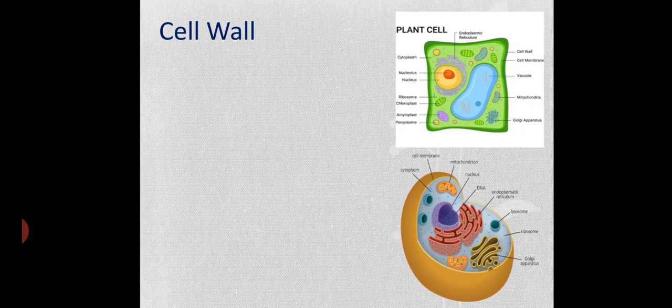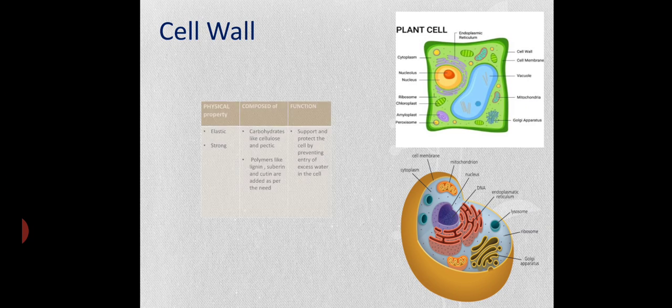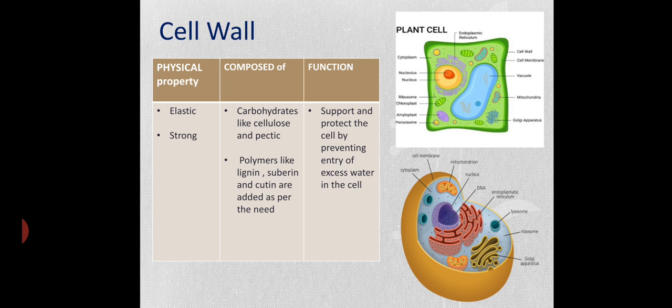Cell wall is found around cells of algae, fungi and plants. Cell wall is an elastic and strong coat around the cell membrane. It is mainly composed of carbohydrates like cellulose and pectin. Polymers like lignin, suberin, cutin are added in cell wall as per the need.